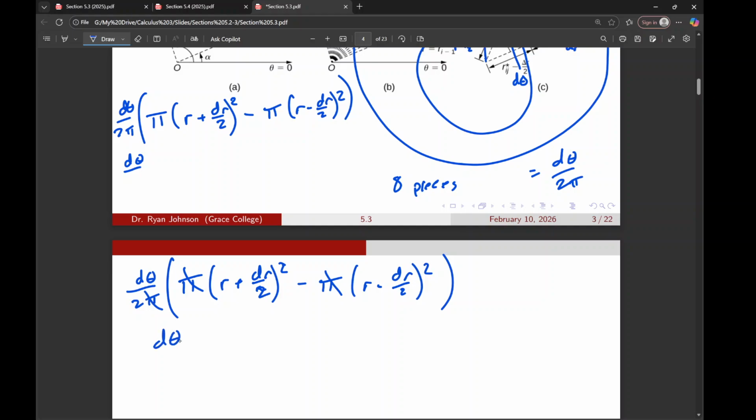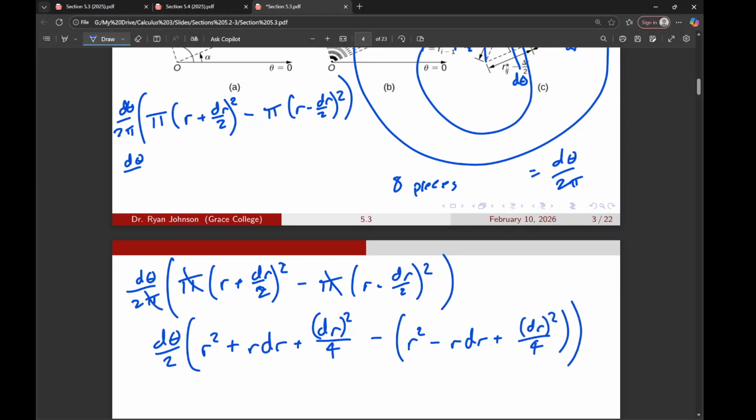And so I've got d theta over 2 times, let's FOIL that out. So you get r squared, and then an r times that added together would give you plus r dr, and then plus dr squared over 4, minus r squared, minus r dr, plus dr squared over 4, kind of FOILing both of those out.